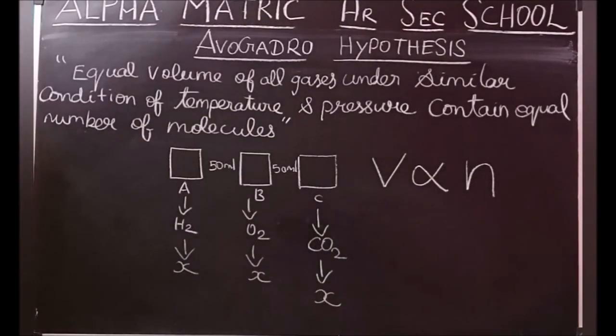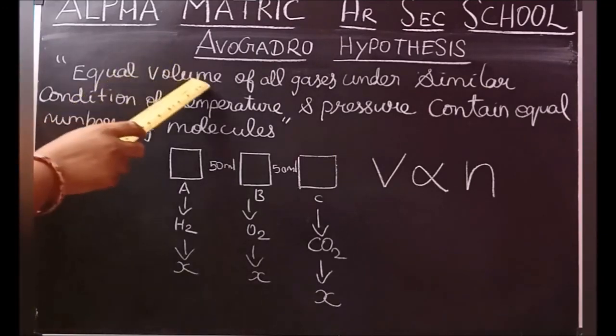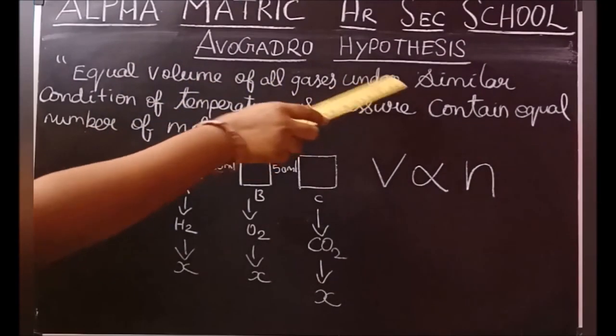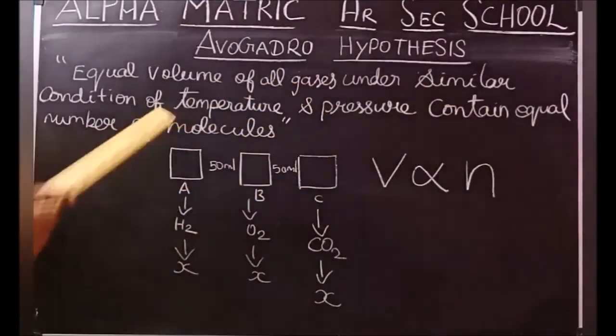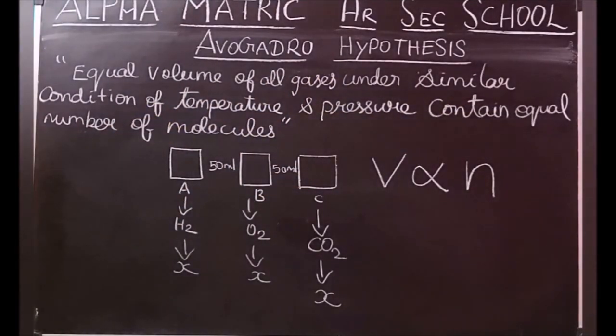Avogadro hypothesis. The word hypothesis means explanation for a phenomenon without any assumption of its truth. Simply a theoretical assumption. In 1811, Avogadro framed a hypothesis based on the relationship between the number of molecules present in equal volume of gases in different conditions. Avogadro law states that equal volume of all gases under similar condition of temperature and pressure contain equal number of molecules. This is Avogadro law.